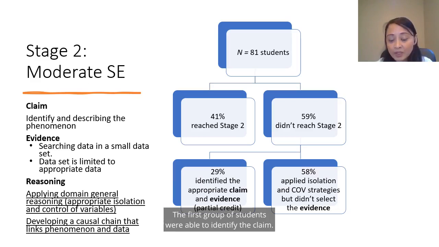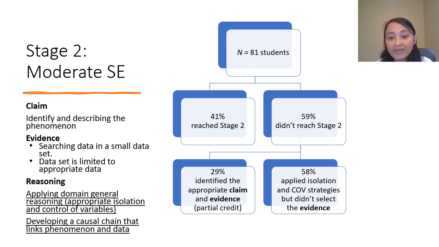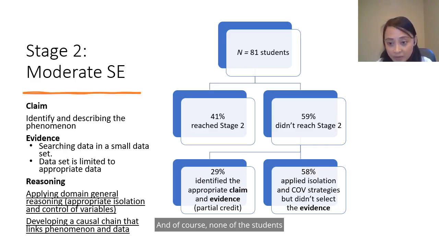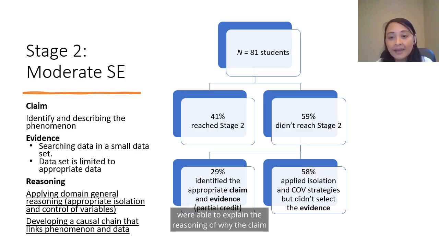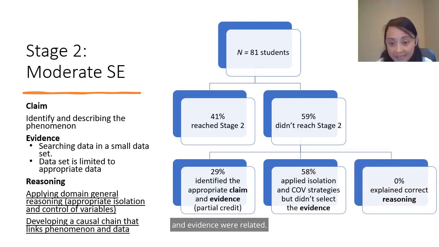The first group of students were able to identify the claim, generate the evidence, and get partial credit. And the second group of students who did not reach stage 2 were able to generate evidence, but they were unable to connect the evidence and the claim. And of course, none of these students who did not reach stage 2 were able to explain the reasoning why the claim and evidence were related.